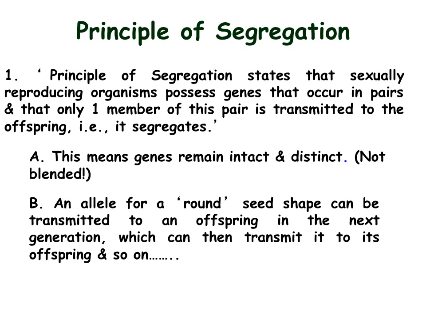For example, an allele for a round seed shape can be transmitted to offspring in the next generation, which can then be transmitted to its offspring, and so on.